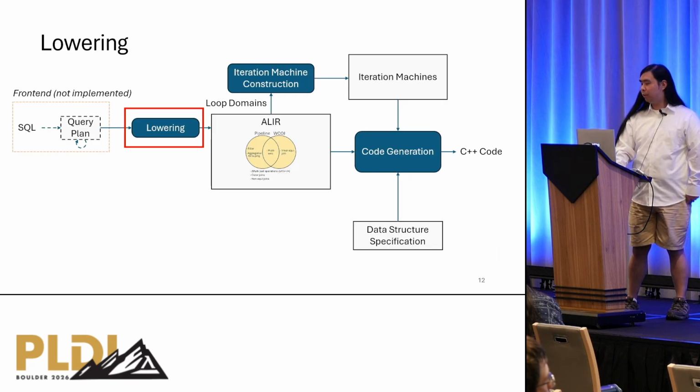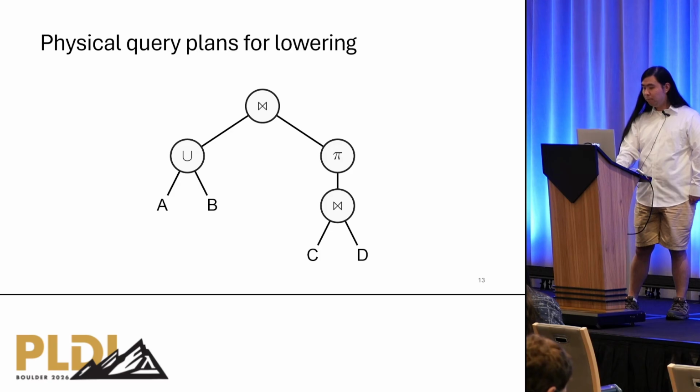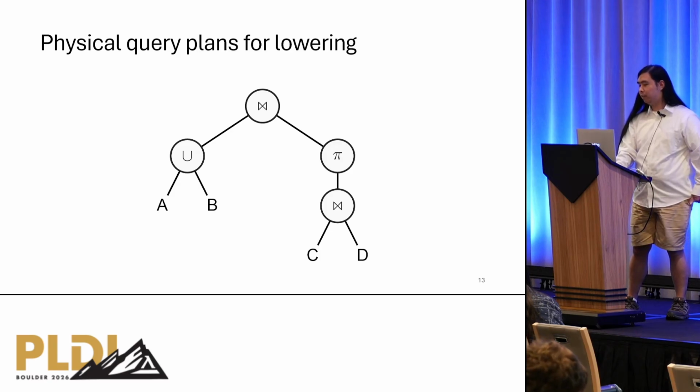Next, we'll talk about lowering. The input to our lowering procedure is a physical query plan. A physical query plan contains information about what implementation should be used to execute each operator. Our lowering process consists of rules for each operator, which means that the physical query plan specifies which rules should be used to lower each operator.